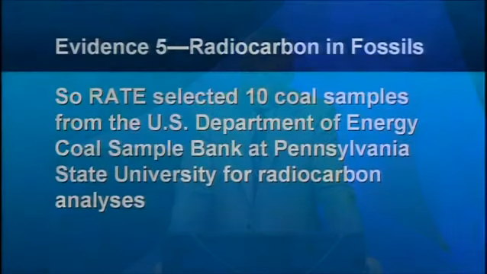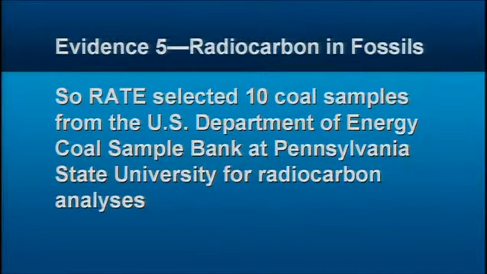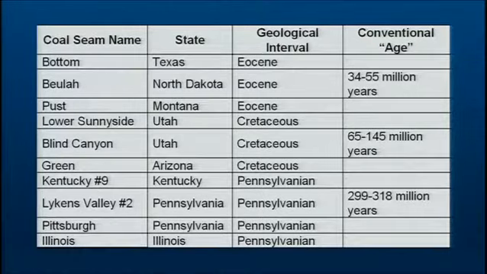So what we did in this RATE project, we decided to take coal samples from different parts of the United States that are stored at Penn State University by the US Department of Energy. And here's the samples. 3 of the samples were from coals that are supposed to be 34 to 55 million years old. 3 of the samples were from coal beds that are supposed to be 65 to 145 million years old. And 4 of them were from coal beds that are supposed to be 299 to 318 million years old. And you can see they've come from a wide distribution around the United States.